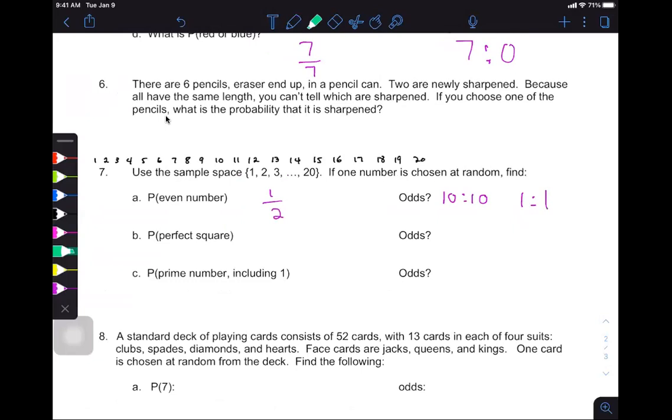So perfect squares, 1 squared gives you 1. We did these before. 4 is 2 squared, 3 squared is 9, 4 squared, 16. So, Gianna, how many perfect squares are there?